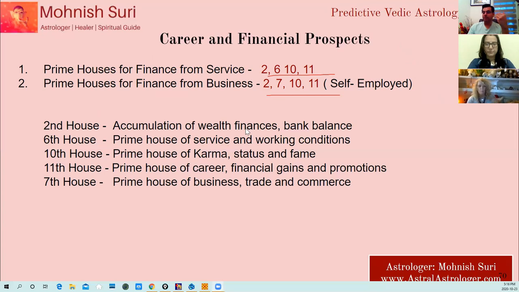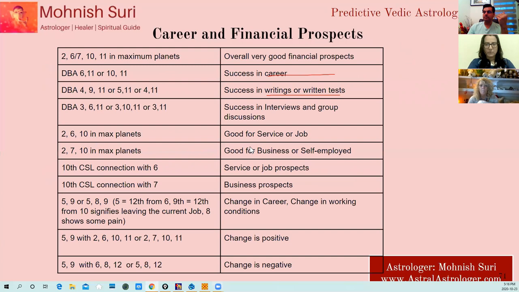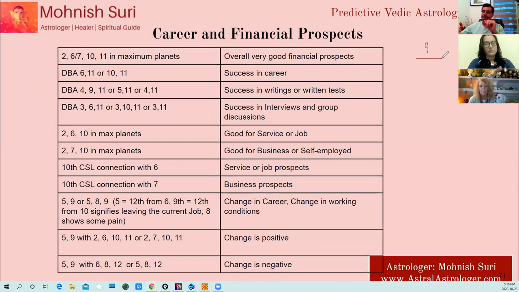And we'll cover what the houses of losses are also. Now, how to see this? Here's a table which I've put in place to make things easier. There are only 9 planets in any astrology chart: Sun, Moon, Mercury, Venus, Mars, Saturn, Jupiter, Rahu, and Ketu. If out of the 9 planets, the maximum planets are showing this combination, 2, 6, 7, 10, 11, or 2, 6, 10, 11, or 2, 7, 10, 11, the person will have a very good financial prospect overall in his or her life.